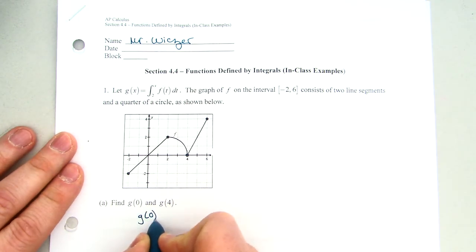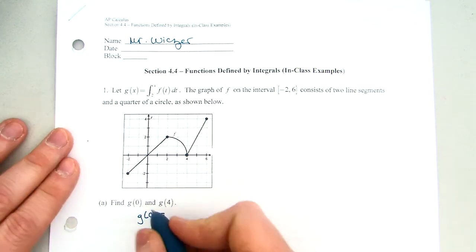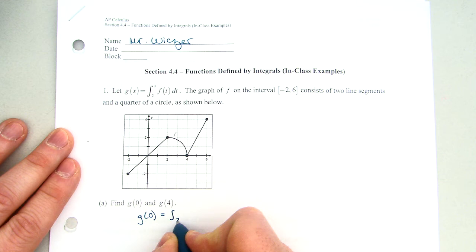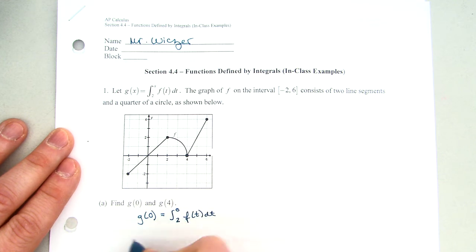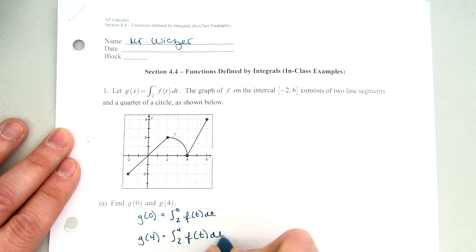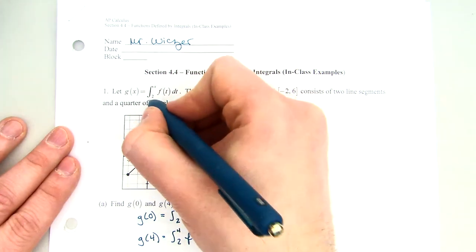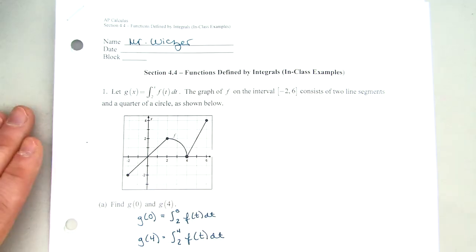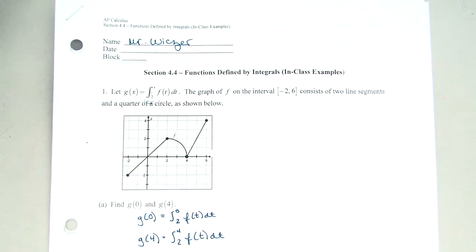Remember, the whole point of these functions defined by integrals is the variable is one of our limits of integration. In this case, it's the upper limit. G of 0 should be this problem, which you'll do in a moment. G of 4 should be this problem. Say that again? No, because of how I defined this thing over here. I defined it. It doesn't have to start at the beginning of your function. It's just a matter of where I say you're starting.